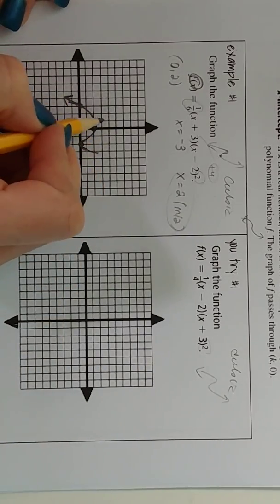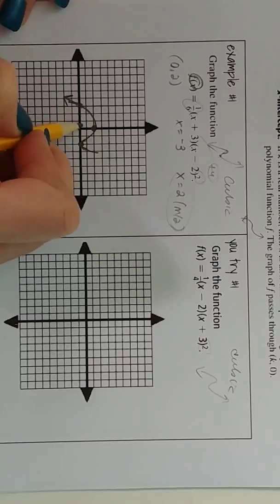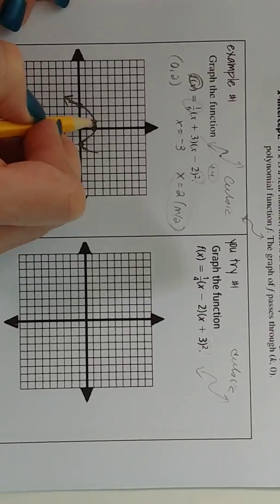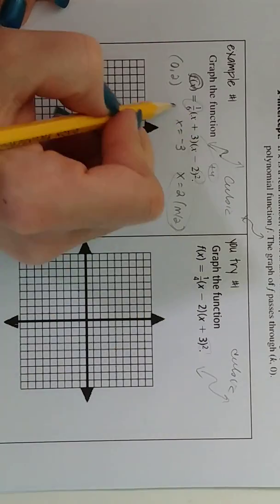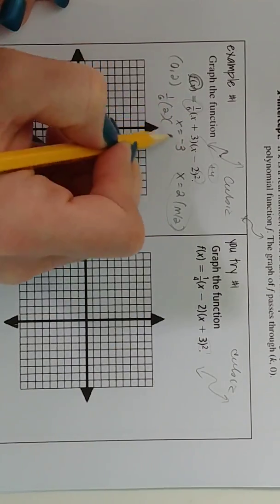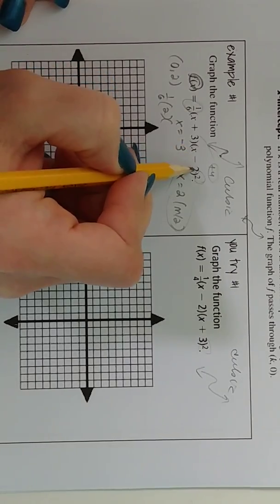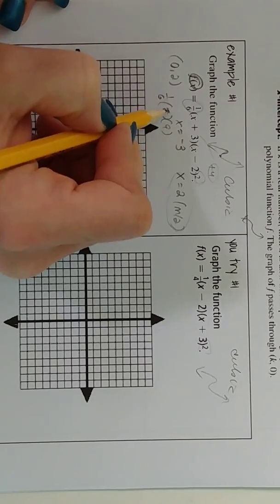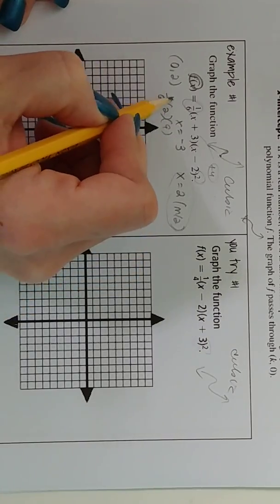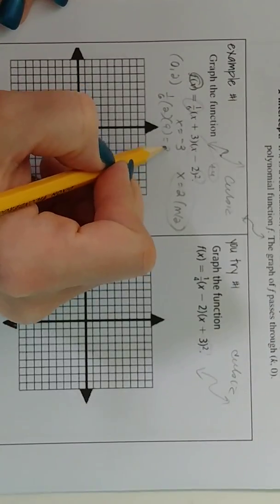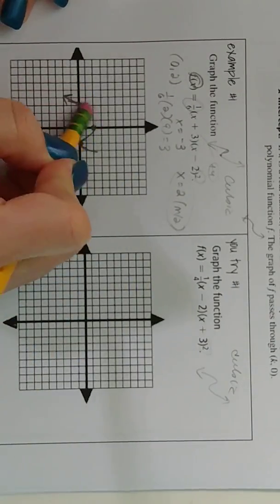Now this guy might come up a little higher. If I wanted to get a better sense of what's going on in here, I could plug in a -1 and see where that lands. So if I were to do that, -1 plus 3 is 2. -1 minus 2 is negative 3, squared is 9. So this would be 2 over 6, which is a third, of 9 is 3. So that gives me a little bit more information.